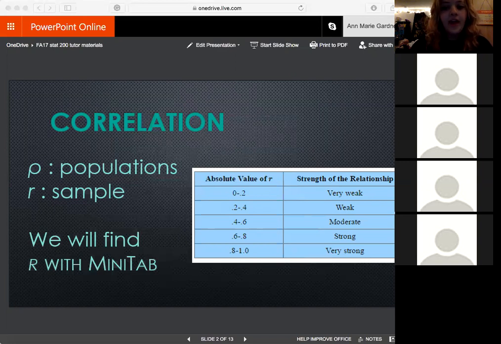And you find R with Minitab. This isn't something you can calculate by yourself, so you would need to use some statistical software for that.